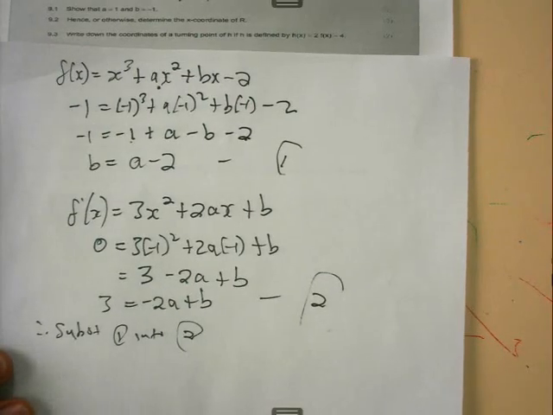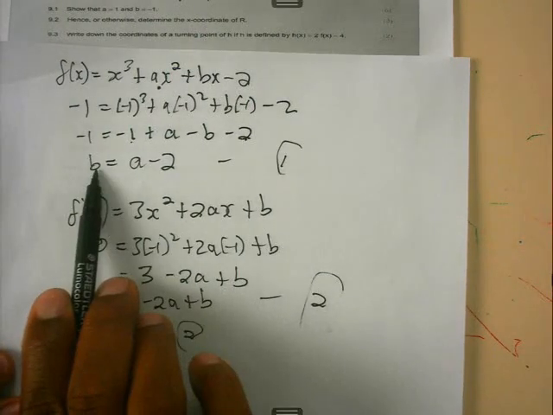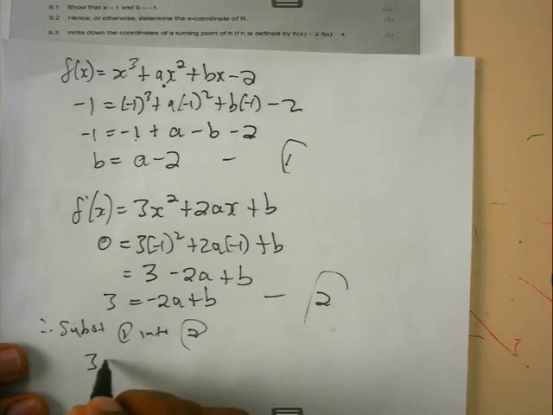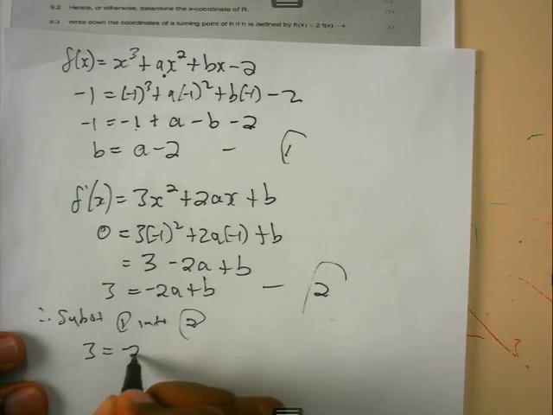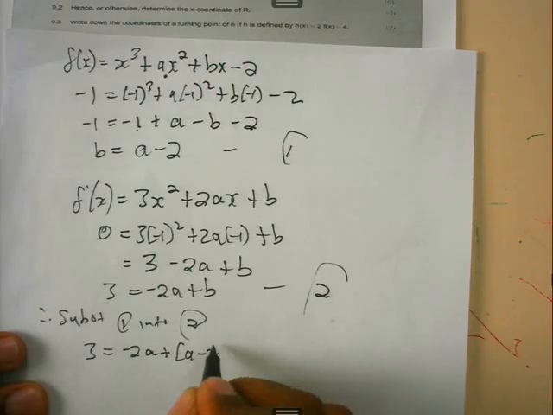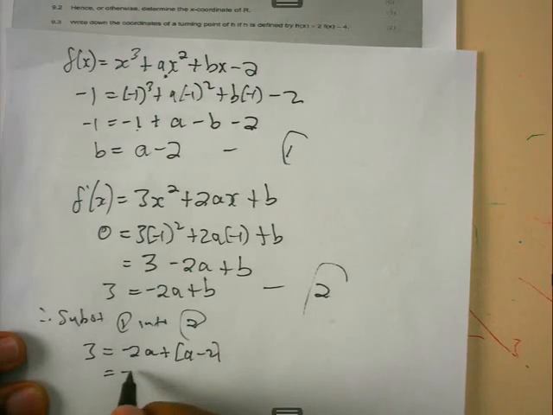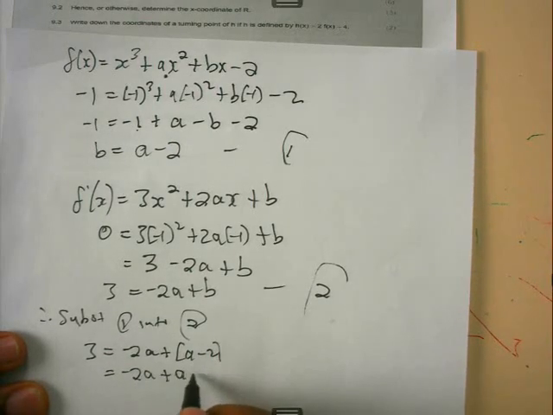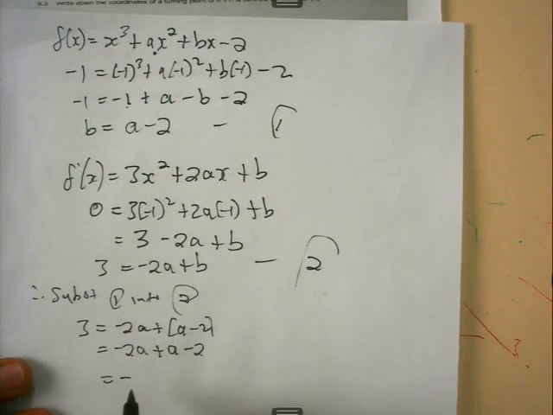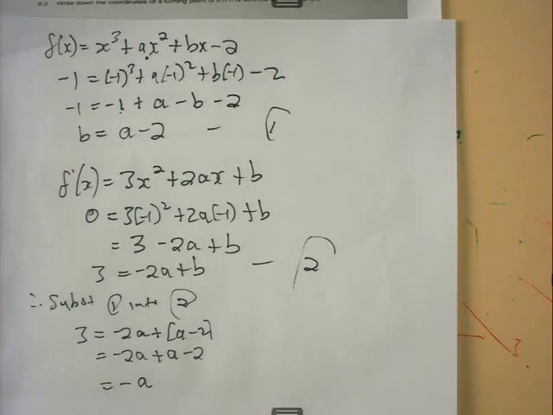Why am I saying this? Because now we know what b is. Our b here is a minus 2. Now we say 3 is equal to minus 2a plus what is b? Our b is a minus 2. Therefore, when you simplify this one it is minus 2a plus a minus 2. Of course, boys and girls, now minus 2a plus a, then we get negative a.